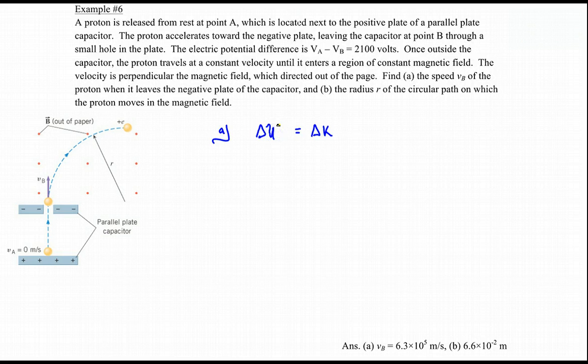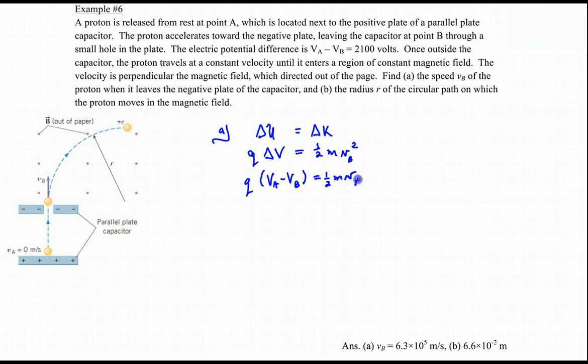Now, the change in electric potential energy is equal to Q times the change in potential, or voltage. So Q times delta V is equal to 1/2 mv squared. You'll notice I'm using a capital V for voltage and a small v for the velocity. Now this is the velocity at point B here. And this change in potential, you can think of as the final potential minus the initial potential. So this is really VA minus VB is equal to 1/2 mv squared.